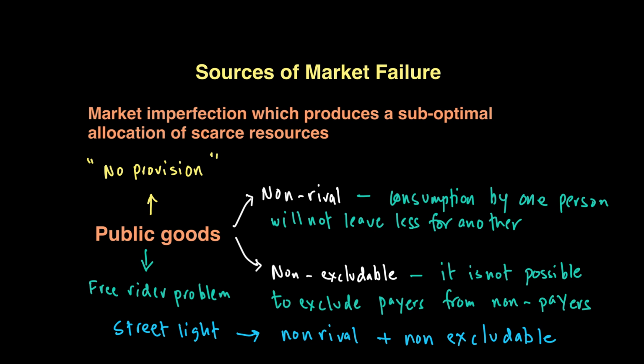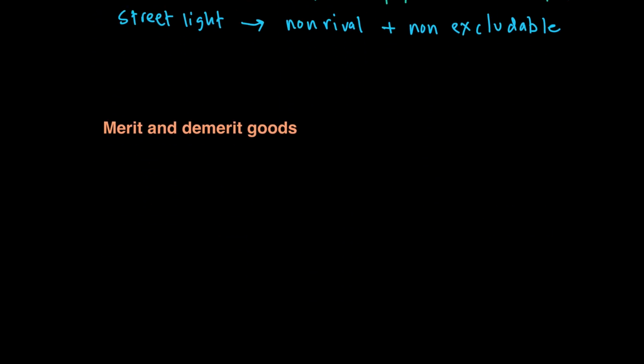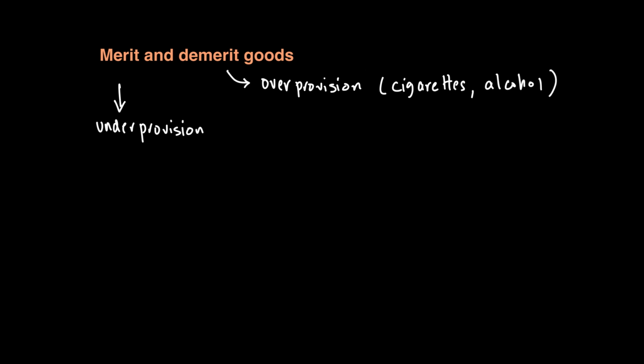The second kind of market failure we'd like to discuss is called merit and demerit goods. A free market can lead to over provision of demerit goods like cigarettes and alcohol, and under provision of merit goods like education and health. As a result, we say the allocation of resources is not optimal when it comes to both merit and demerit goods.